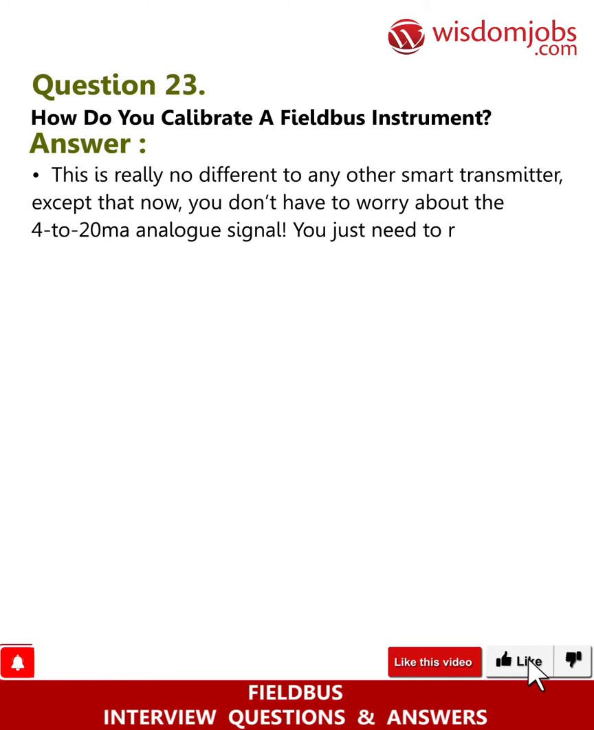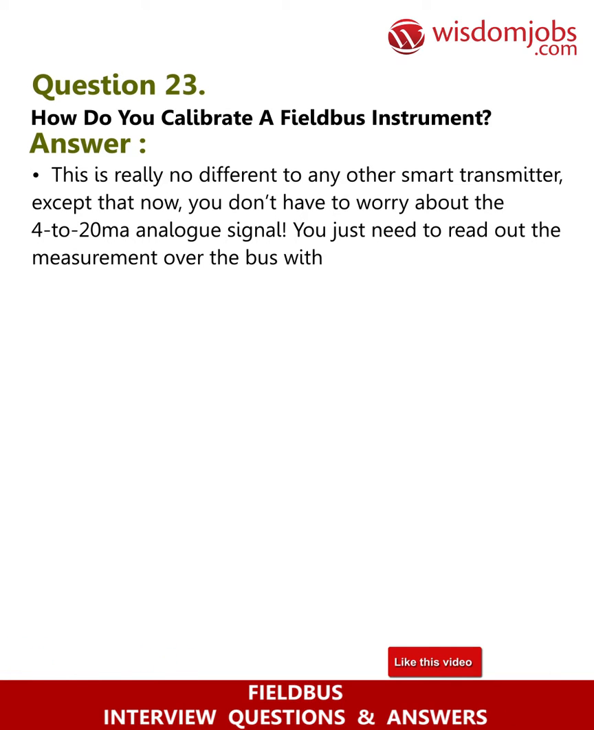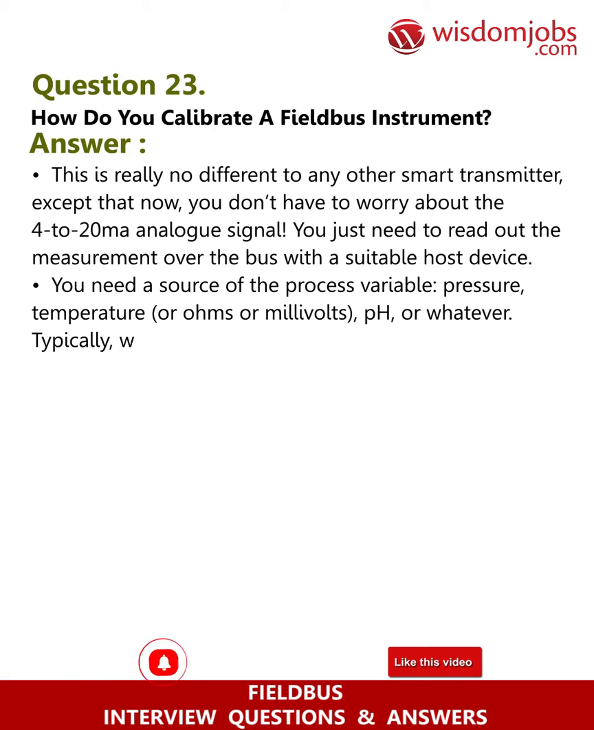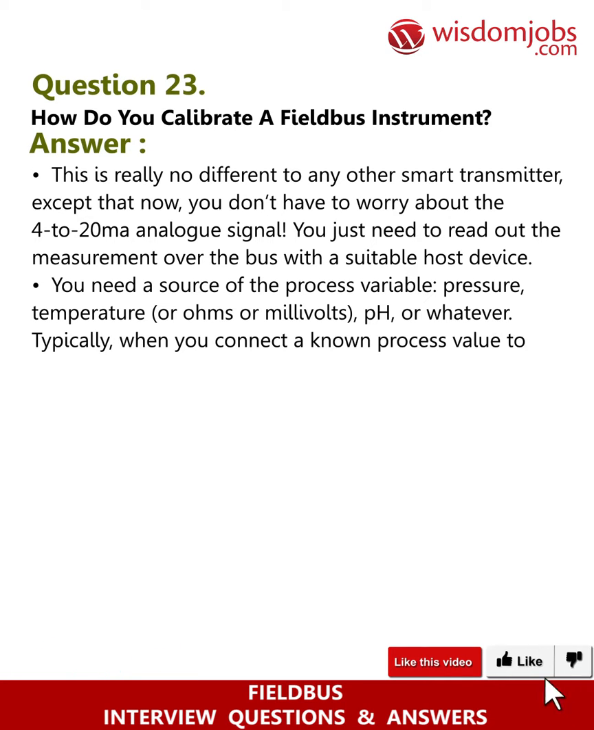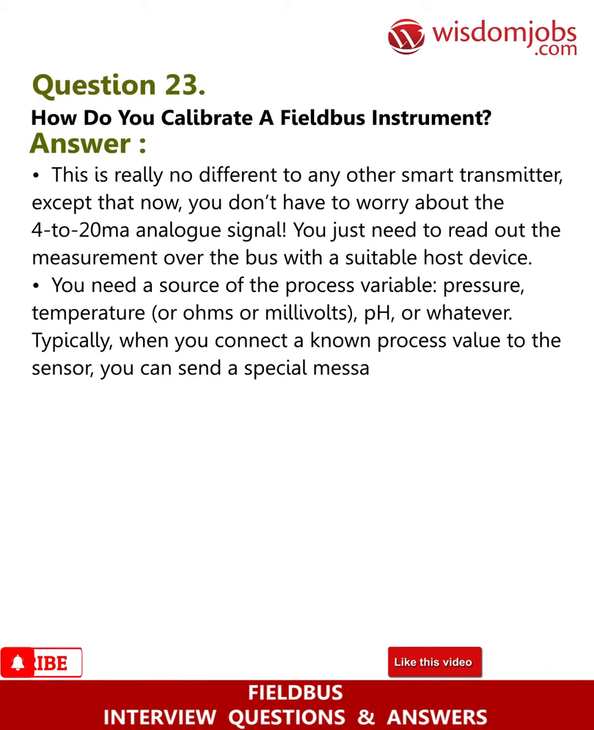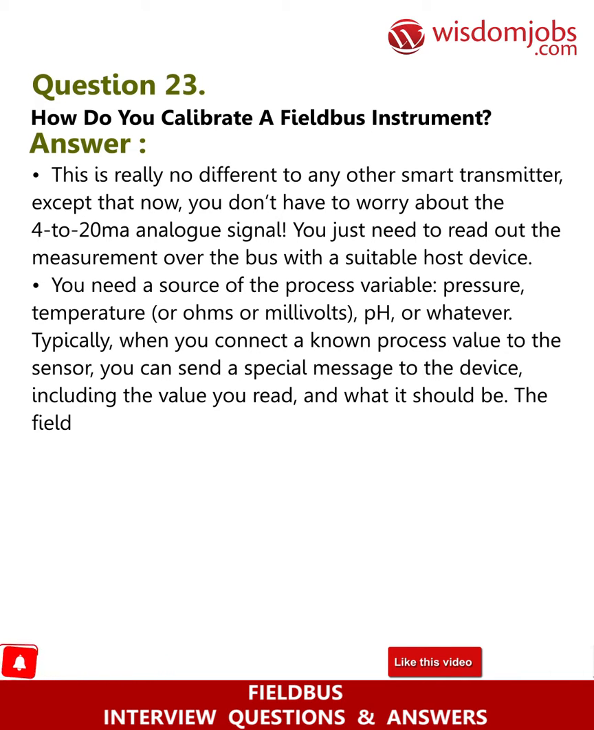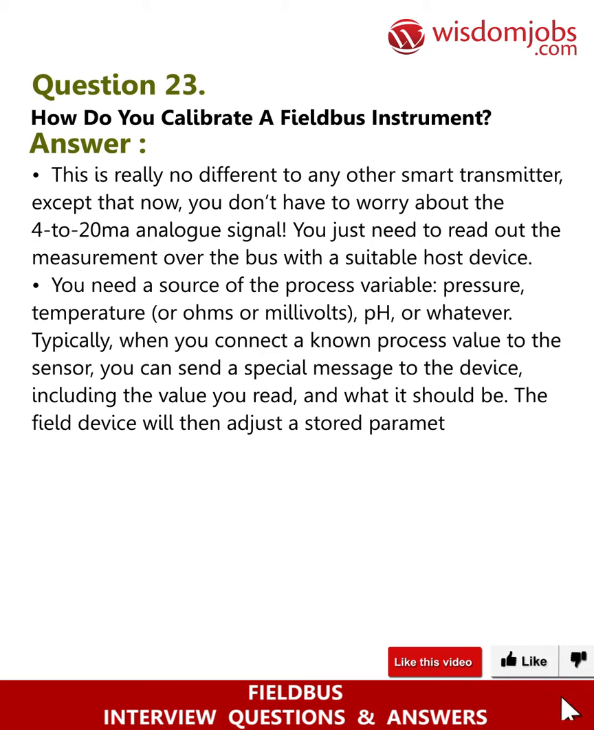You just need to read out the measurement over the bus with a suitable host device. You need a source of the process variable: pressure, temperature, or ohms or millivolts, or whatever. Typically, when you connect a known process value to the sensor, you can send a special message to the device, including the value you read and what it should be. The field device will then adjust a stored parameter to make it so.